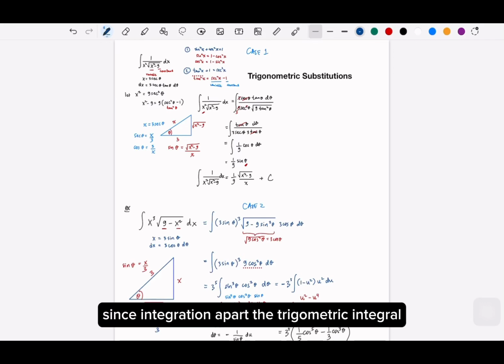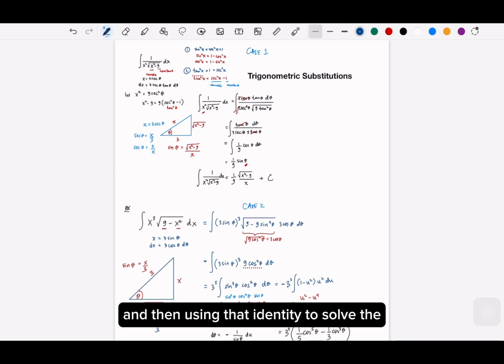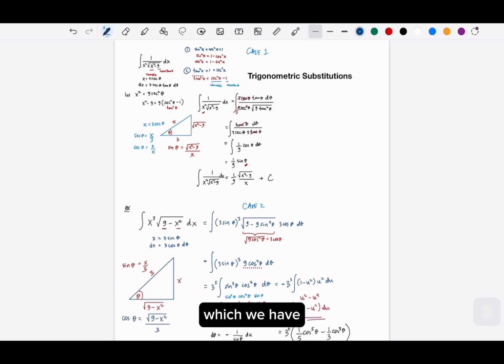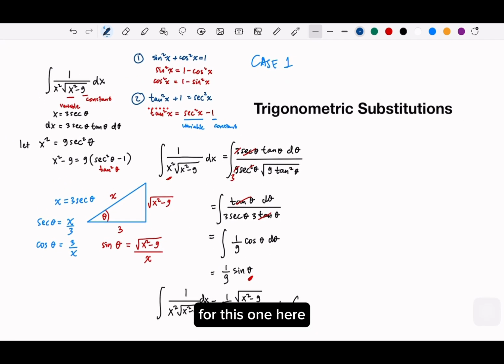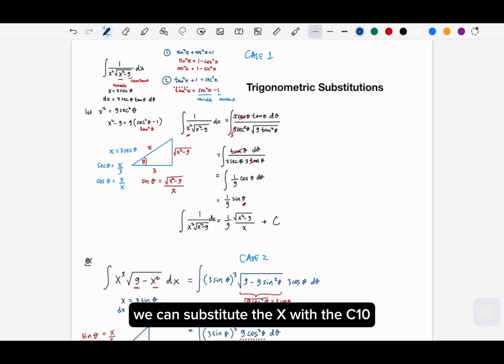Integration by parts, the trigonometric integrals, which we have the identity, and then using that identity to solve the process inside the integral. And then we have the trigonometric substitution, which we have now. We can substitute, for example, for this one here, we can substitute the x with the secant.